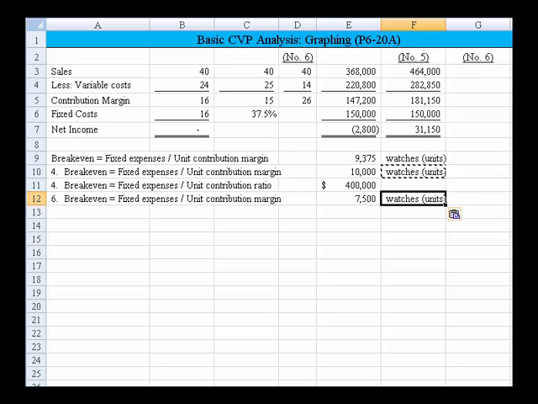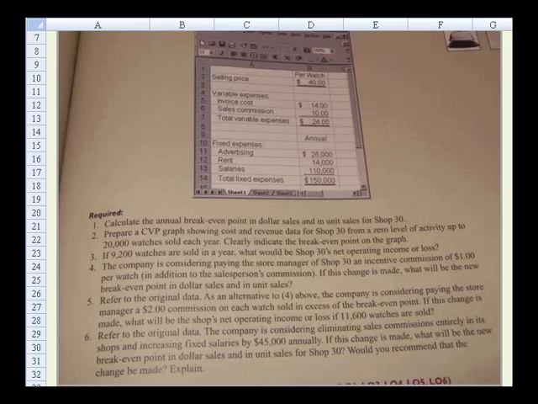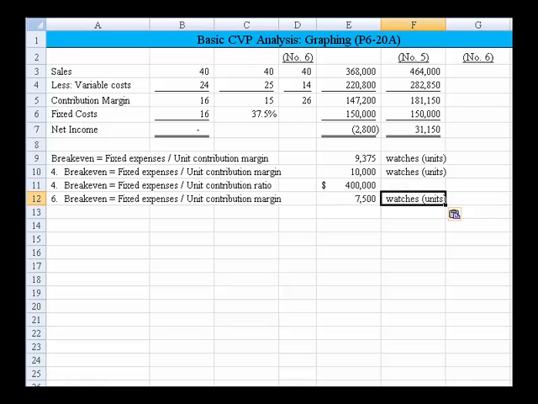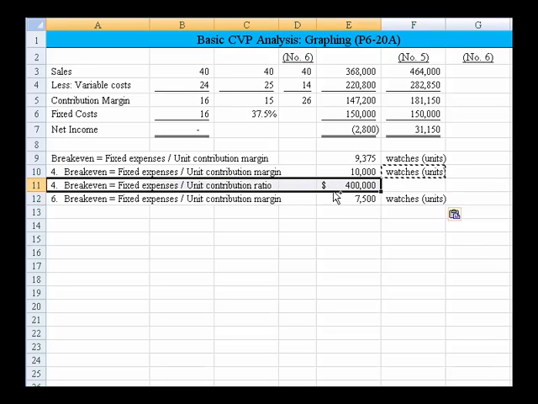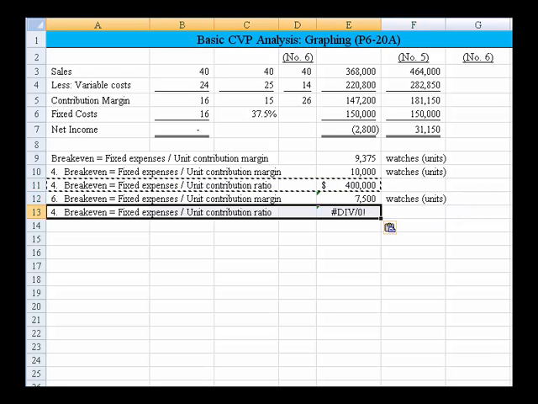Alright, so once we have that, we've answered the question. If this change is made, what will be the new break-even points in dollar sales and in units? Alright, well, we've done units first, so now let's do it in dollar sales. And again, I'll just copy from here. I'll label this as number 6.